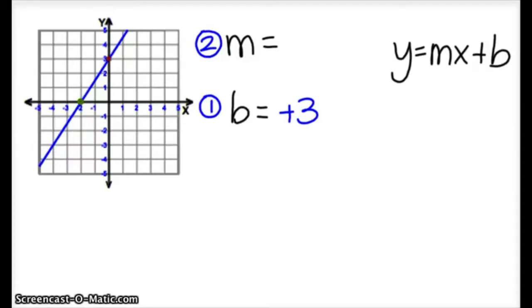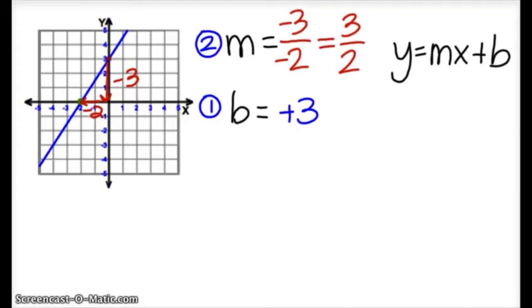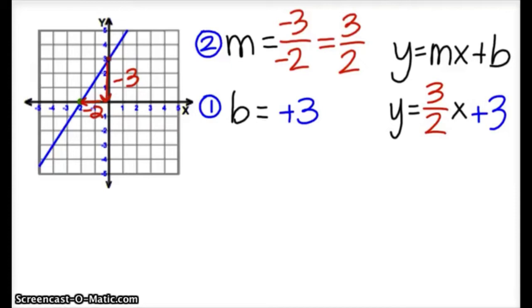Using my arrow notation, rise first, so I went down 3, and I also ran left 2. Notice, and please note, that a negative divided by a negative is a positive. So if I have two negatives, I need to convert that into a positive fraction. So I have y equals my m value of rise over run, and then my b value of positive 3.